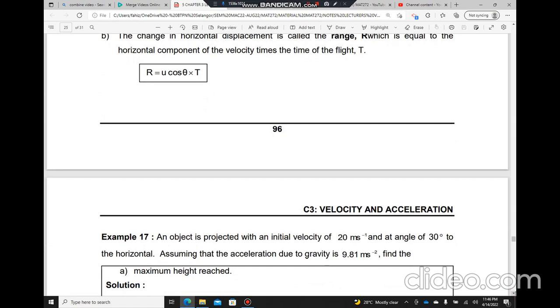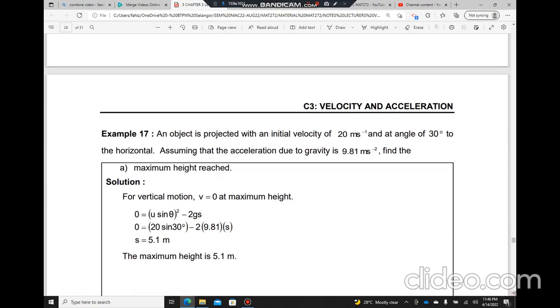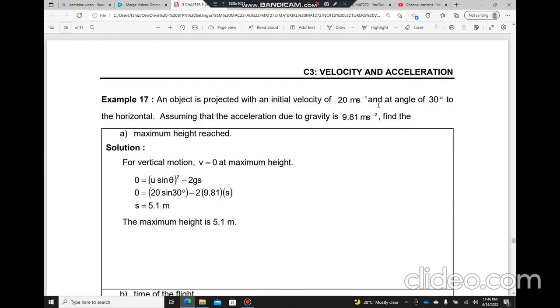Okay, let we discuss example 17. An object is projected with an initial velocity of 20 meter second, -1. So this one is U at an angle of 30 degree to the horizontal.